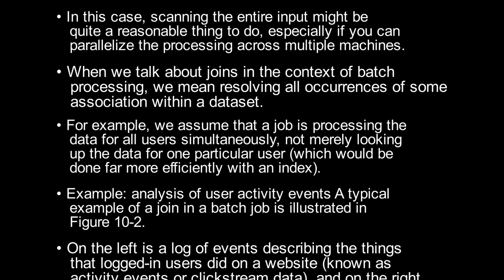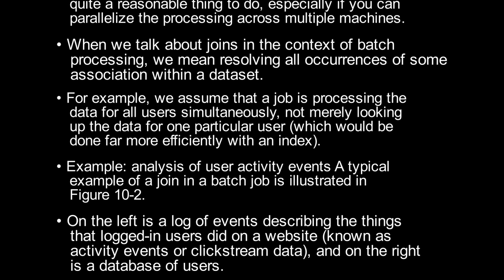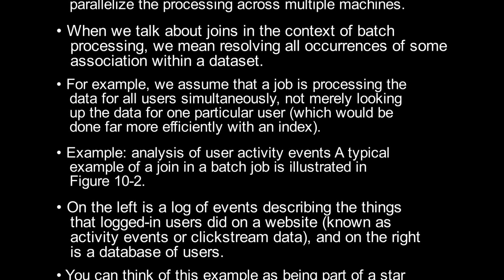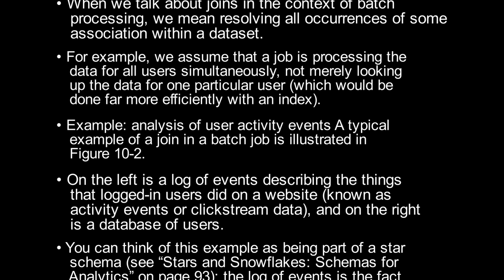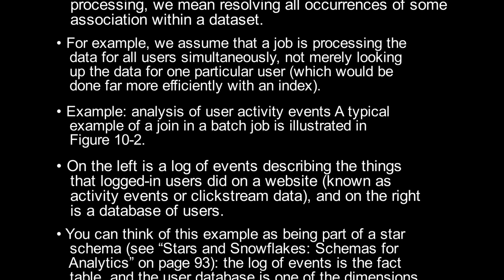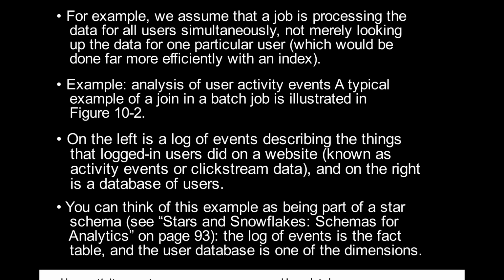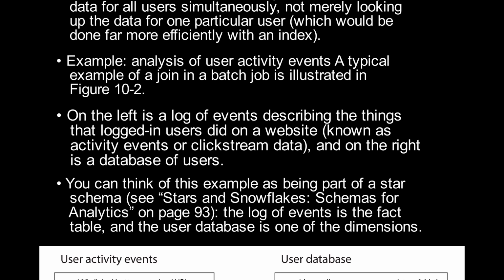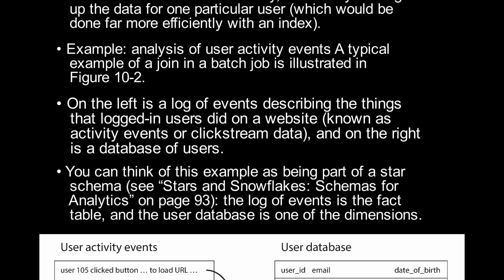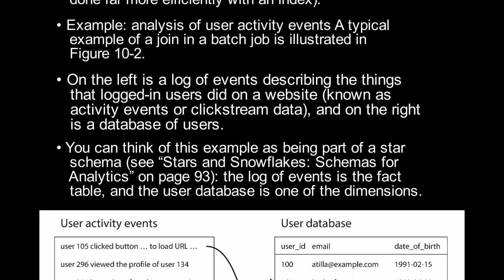Example: analysis of user activity events. A typical example of a join in a batch job is illustrated in Figure 10-2. On the left is a log of events describing the things that logged-in users did on a website, known as activity events or clickstream data, and on the right is a database of users. You can think of this example as being part of a star schema. See Stars and Snowflakes: Schemas for Analytics on page 93. The log of events is the fact table, and the user database is one of the dimensions.